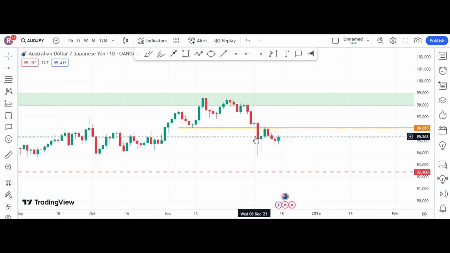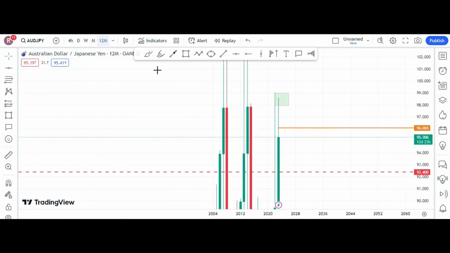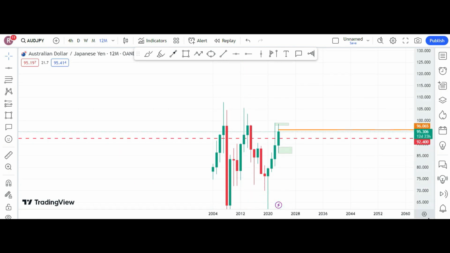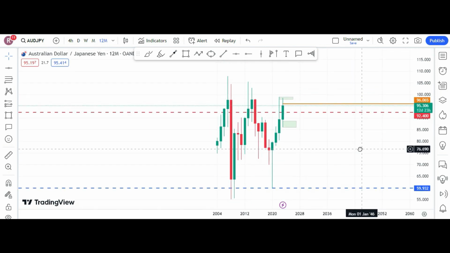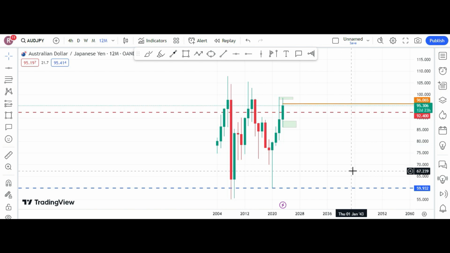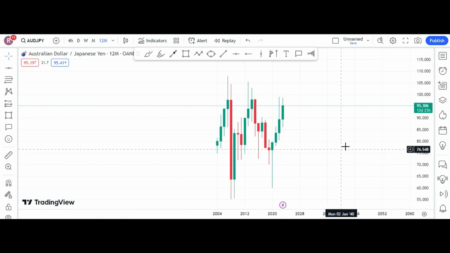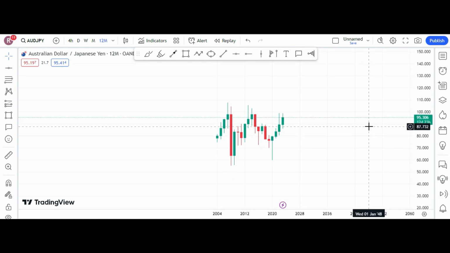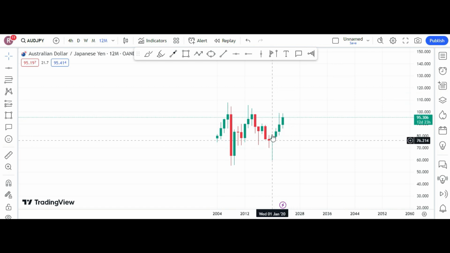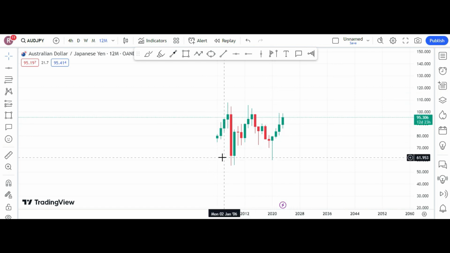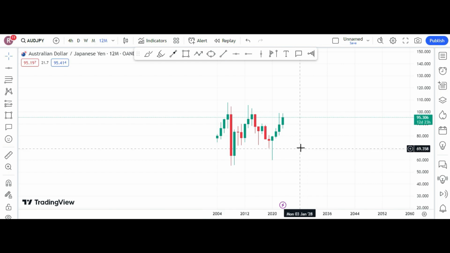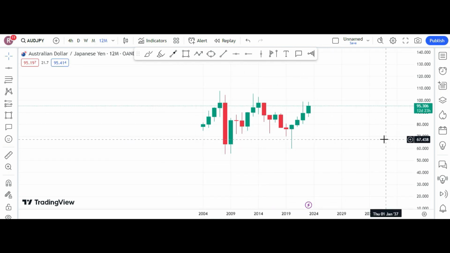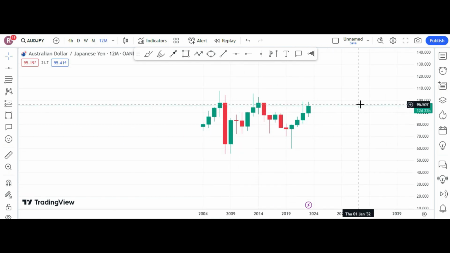Aussie dollar and Japanese yen. Let's go to the 12 months time frame. This is the only data I have for the 12 months time frame, and you guys can see that. Let me do the analysis from the beginning so you guys can understand it easily. The total thing is we have data from 2004 if I'm not wrong. So let's not go back too much, so we don't lose track.